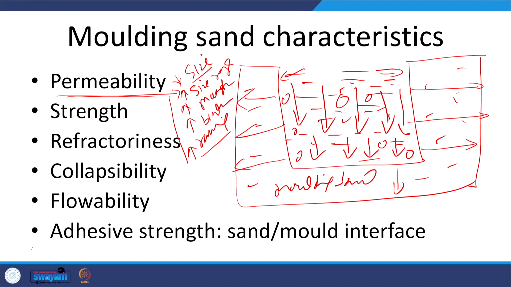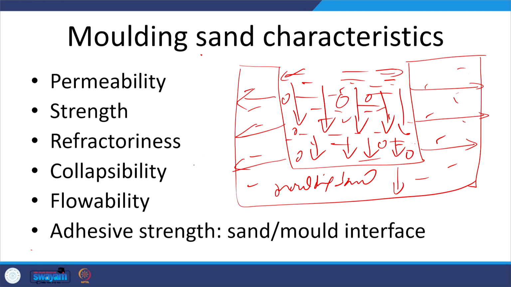So, it is very important that the porosity of the mold is good. Okay, strength rule, I have already said, the mold must be strong enough to take the weight of the molten metal without getting modified in terms of the size and shape.